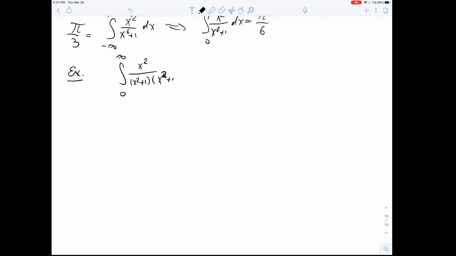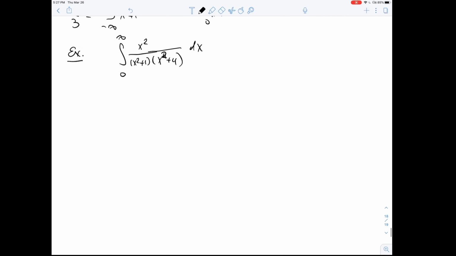X squared plus 4. So here you probably can integrate without residues. You can do partial fractions, and if you do partial fractions, we'll just have two arctangents. It's actually not so hard to do if you mastered partial fractions and haven't forgotten them yet. But we'll see that with the residues, it's also not super hard.